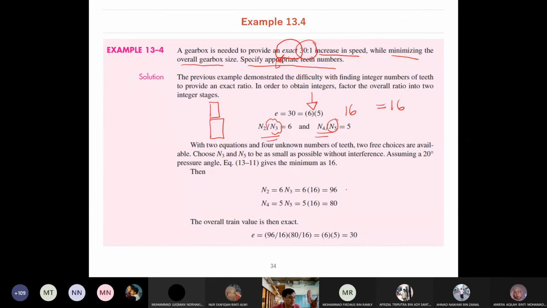So, you got 96, you got 80. N2 awak dapat 96, N4 you got 80. Okay? Okay, boleh faham kenapa macam tu. So, bila awak darab balik, awak gunakan 96 bagi dengan 16, darab dengan 80 bagi dengan 16, you will get exact 30. Itu yang berlaku kat bawah ni sekali. Okay, boleh faham?